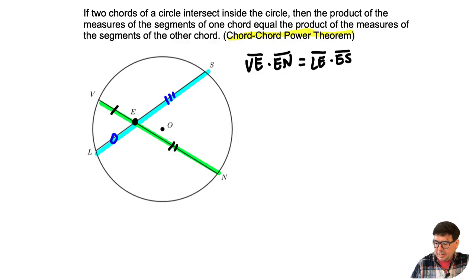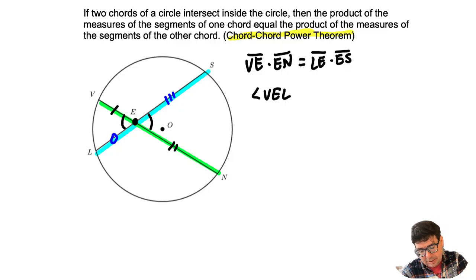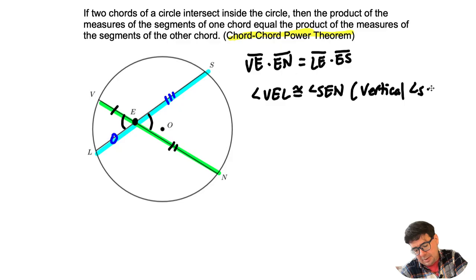So let's explain some of the logic of this. Like many things in geometry, we could tie it back to similarity or congruence of triangles in some way, and here we're going to focus on similarity. First of all, we know that angle VEL is congruent to angle SEN. We know that because vertical angles are always congruent.